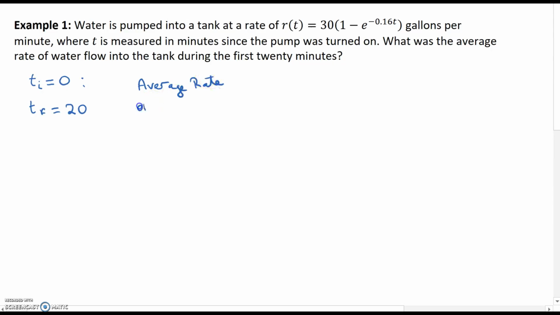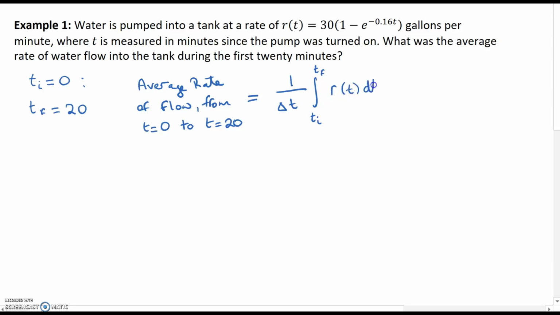So the average rate of flow from t equals 0 to t equals 20, and it's going to be in minutes, but we'll leave it out for now. What that's equal to is 1 over delta t times the integral from the initial time, ti, to the final time, tf. It's the average value of the rate of flow. If you want to find the average of the rate of flow, you integrate the rate of flow, and then you divide by the time difference. So the rate of flow here is going to be R of t dt.